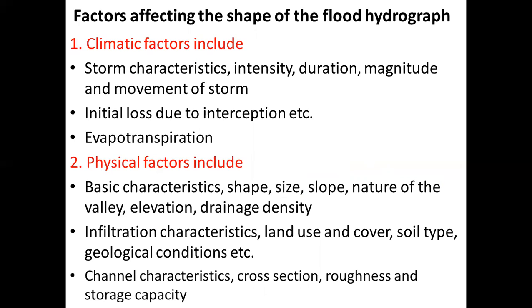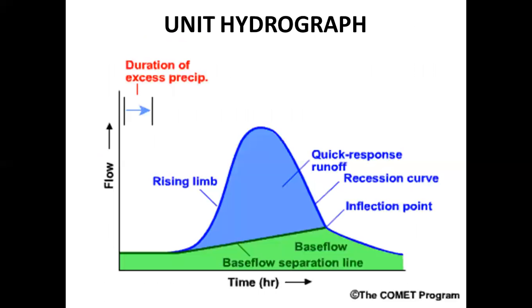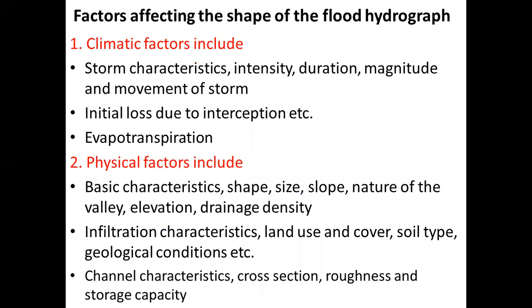Okay, so if you're getting a flood hydrograph which is not unique, which is not like this. Okay, so always the hydrograph resembles like this. Rising limb, it reaches the maximum and it falls down. So this is a typical hydrograph, a standard unit hydrograph, but there are factors which affect this, so climatic factors, and then there could be physical factors.